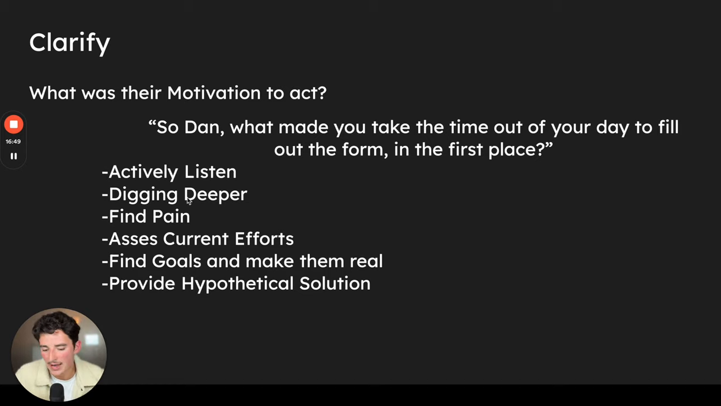So at this point, I'm actively listening, digging deeper, I'm finding pain. Now I want to assess current efforts. I want to know what Dan has been trying and the results he's been getting there. So a good way to ask it is just keep it simple. So Dan, you said you were looking for a way out of the 9-to-5 for about 9 months now. So as far as that goes, what have you been trying to make that a reality?